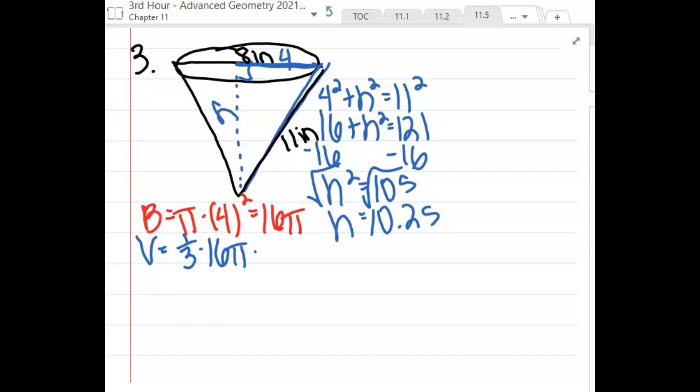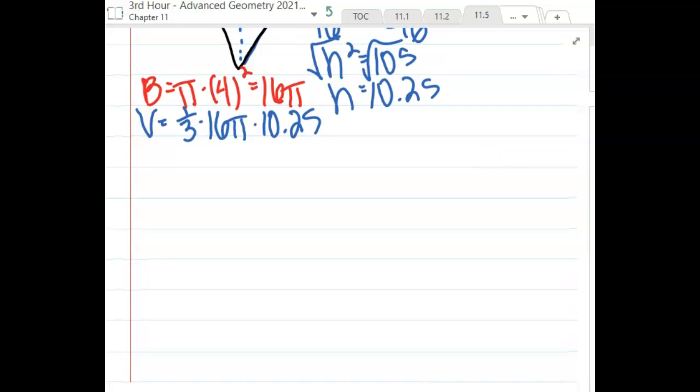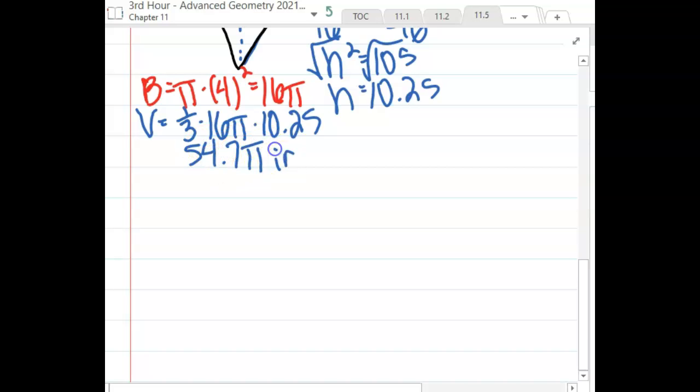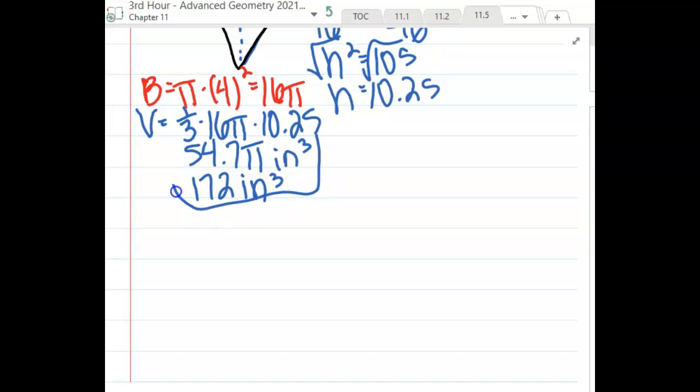So I can take that and plug it into my formula over here. To write it in terms of pi, you're just going to multiply the numbers, not including the pi. We should get about 54.7 pi inches cubed. And then if I want to round, we plug the pi in, should get 172 inches cubed, about. Once again, have to round there.